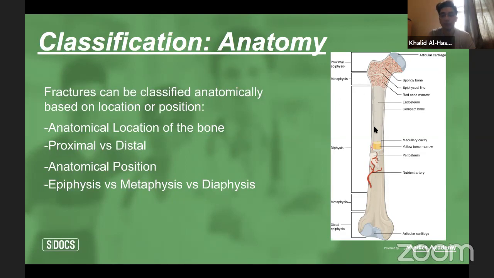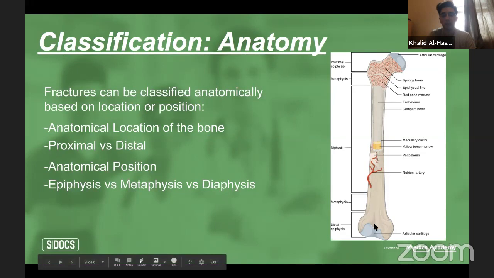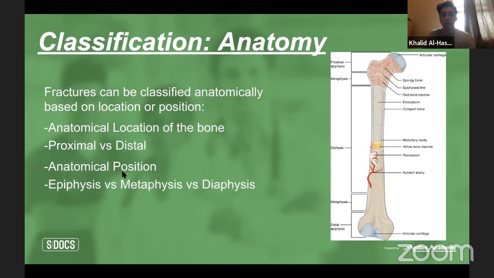Proximal would usually be within the first half of the bone. Here is a picture of the femur, and you can see that the proximal generally tends to go halfway along the diaphysis before terminating, or before we start referring to it as the distal portion, which is the second half of the bone. The second way in which we classify is anatomical position.